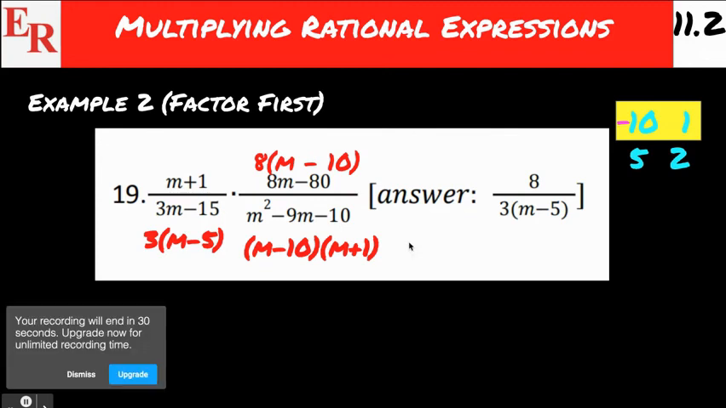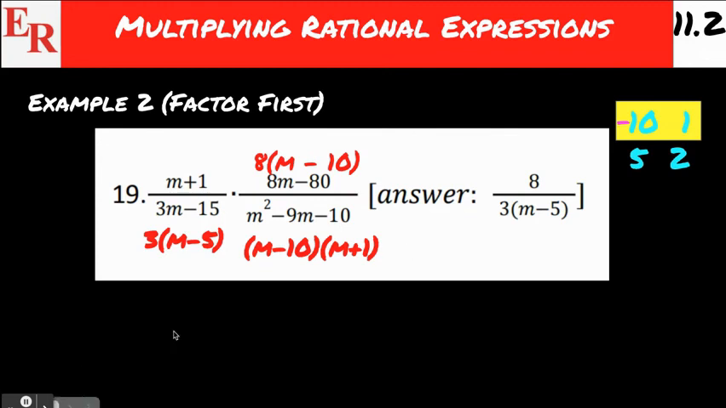Now that I'm confident that I've factored everything, I'm just going to start canceling. M plus 1 on the top, m plus 1 on the bottom. M minus 10 on the top, m minus 10 on the bottom. Nothing else cancels. So we just rewrite it, multiply across, and that's how we get that answer of 8 over 3 times m minus 5, because that's what's left.